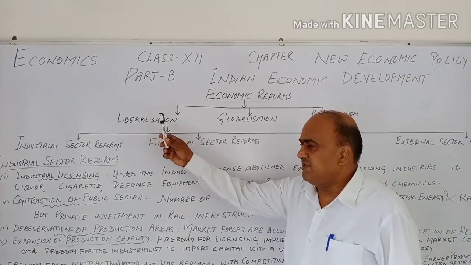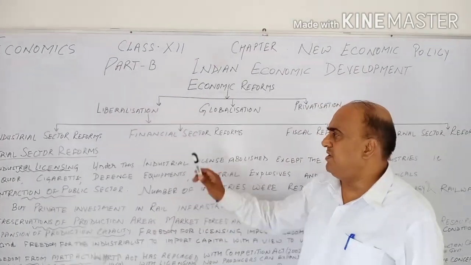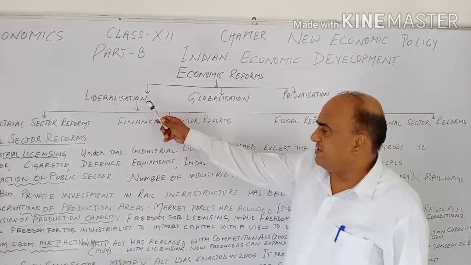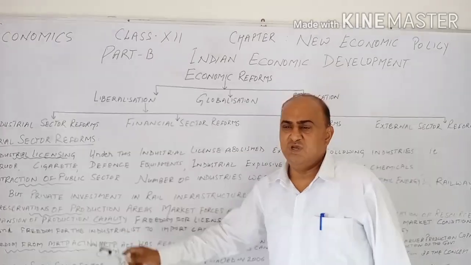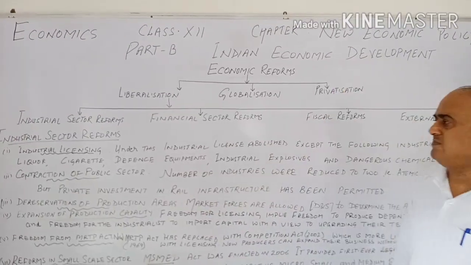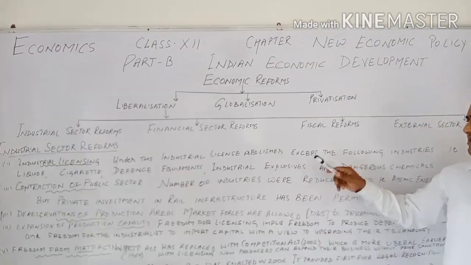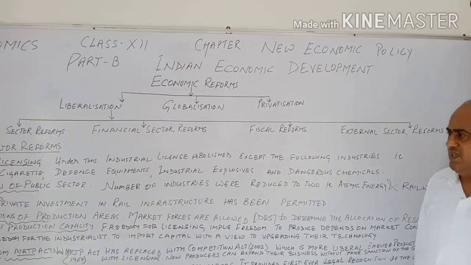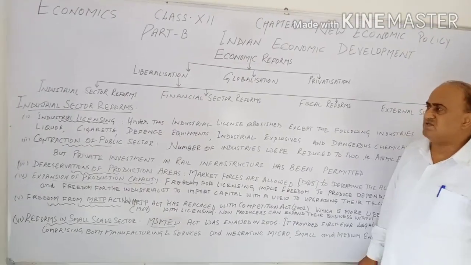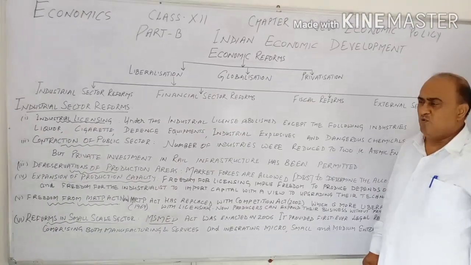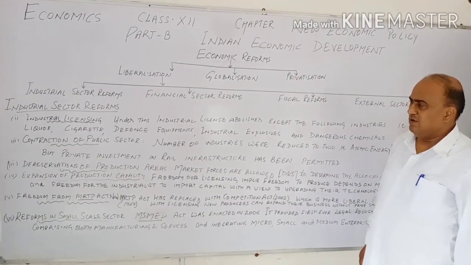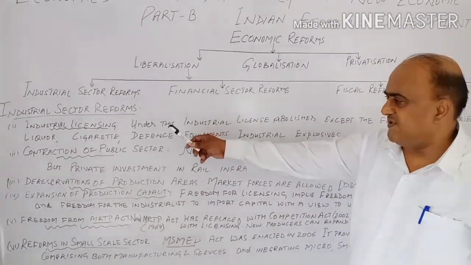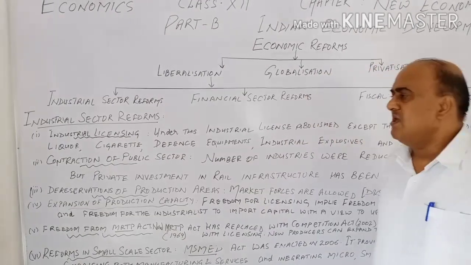So under liberalization, today in this video, I will take only one question, that is liberalization. Under liberalization, there are industrial sector reforms, financial sector reforms, fiscal reforms, and external sector reforms. These are the reforms to boost industry so that we can make progress in all sectors of the economy. So, first, industrial sector reforms, under this, first industrial licensing.